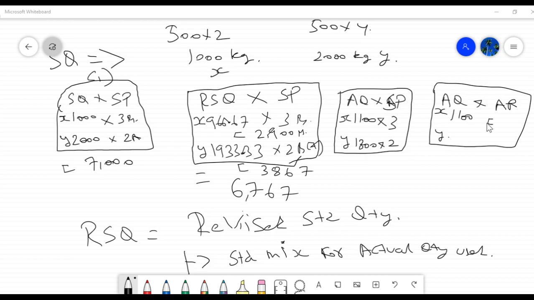then 3960. Okay, 1800. How to identify per kg? 3410 divided by 1100, 3960 divided by 1800. Okay, that is not our objective now. Equal to 7370.